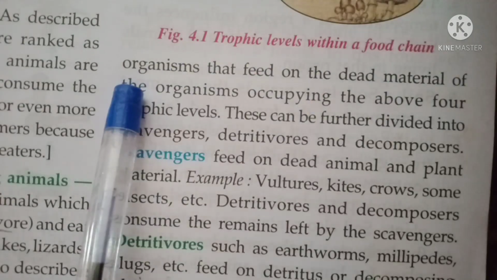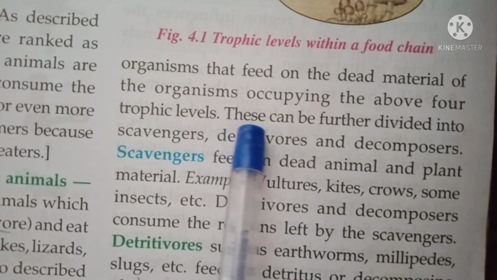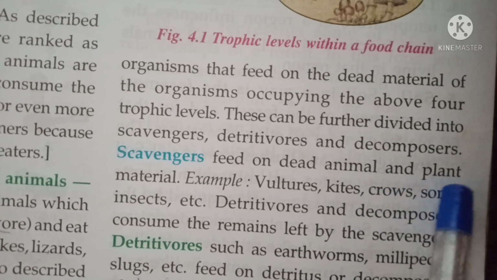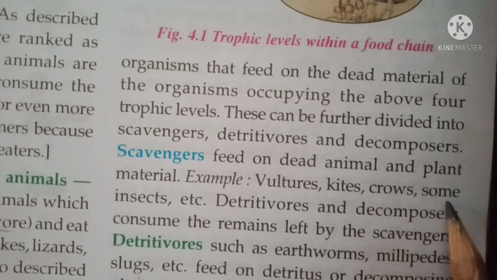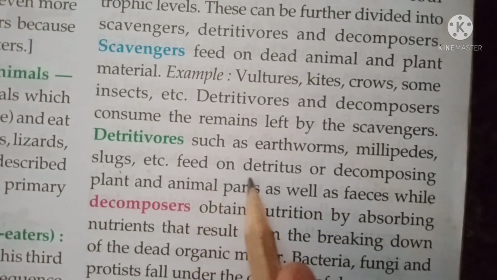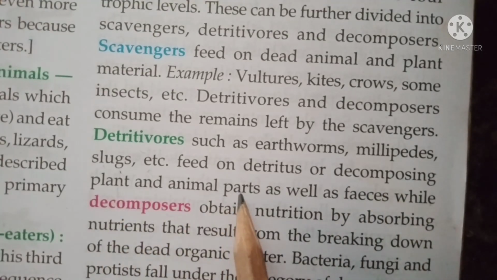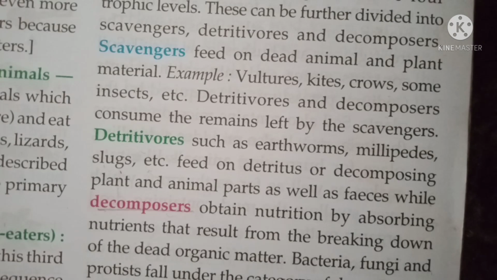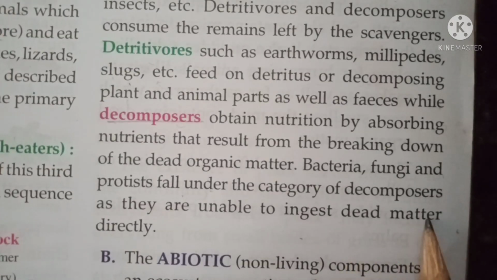Organisms that feed on the dead materials of the organisms occupying the above 4 trophic levels can be further divided into scavengers, detritivores and decomposers. Scavengers feed on dead animal and plant materials, such as vultures, kites, crows or some insects. Detritivores such as earthworms, millipedes, slugs, etc. feed on the detritus or decomposing plant and animal parts as well as feces, while decomposers obtain nourishment from nutrients that result from the breaking down of dead organic matter. Bacteria, fungi and protista fall under the category of decomposers as they are unable to ingest the dead material directly.